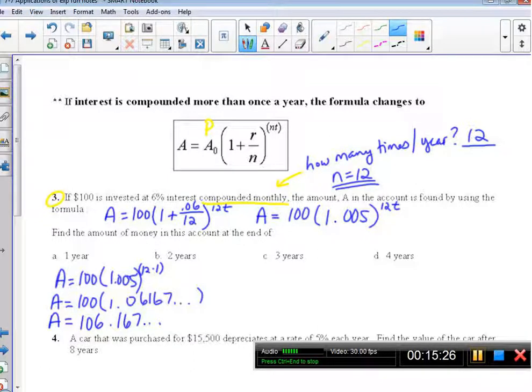If we do it for 2 years, we have A equal to 100 times 1.005 to the 12 times 2. So that's going to be 100 times 1.005 to the 24th. You have to do the 1.005 to the 24th first.